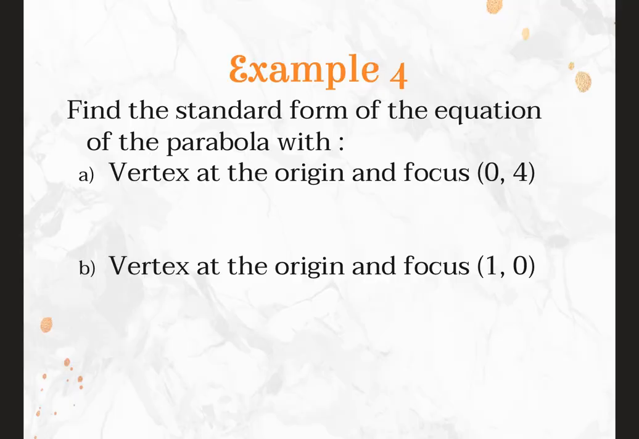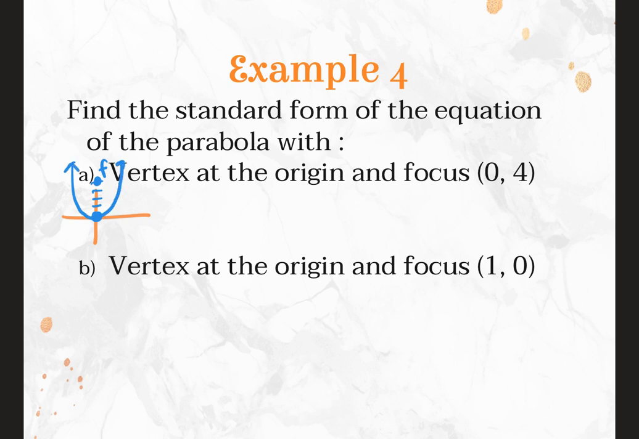Example 4 says find the standard form of the equation of the parabola with a vertex at the origin and a focus at 0, 4. And again, I draw it out. Some of you like to do things in your head, and I would say that's where silly mistakes are made. So I would highly recommend you draw it out. It's an approximation. It doesn't have to be perfect, but I know I have a vertex at 0, 0, and a focus at 0, 4, which means I'm going up 4. So if my focus is above my vertex, what does the parabola look like? It goes up, okay? Parabola has to go around the focus.